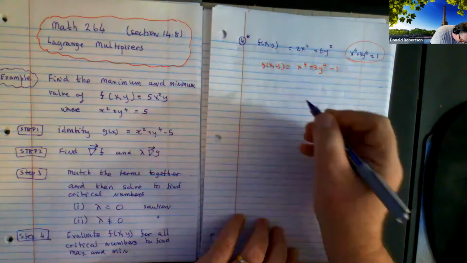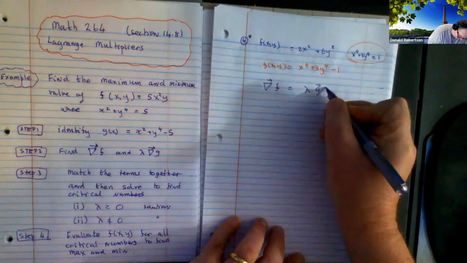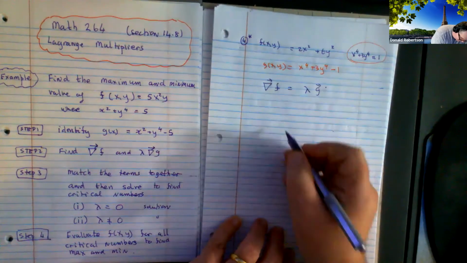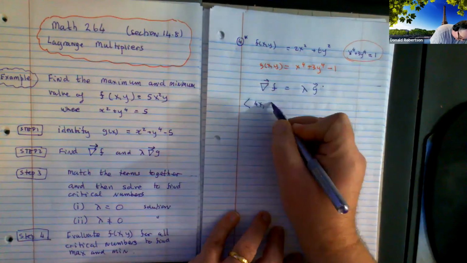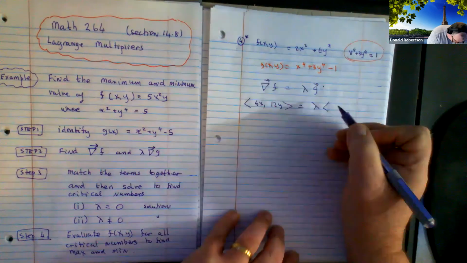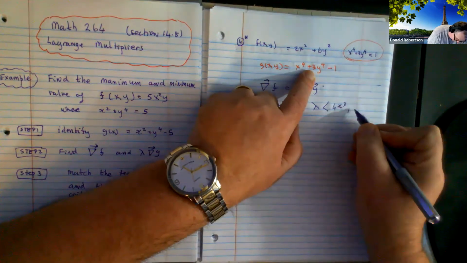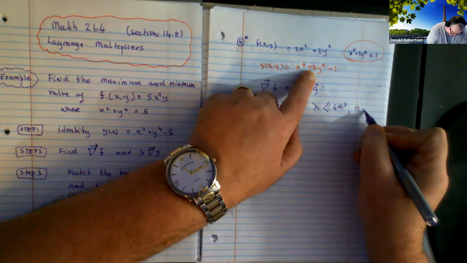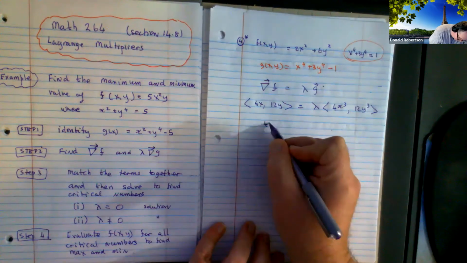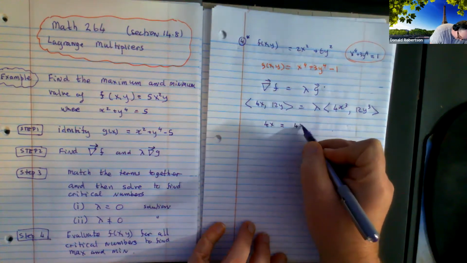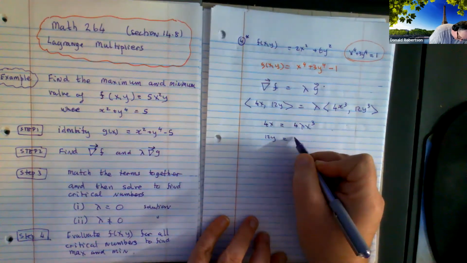Now I'm going to find this guy and make it equal to that guy. Differentiate with respect to x, differentiate with respect to y, equals lambda. Differentiate with respect to x, differentiate with respect to y. That sets up 2 equations. The first one is this guy, and the second one is that guy.